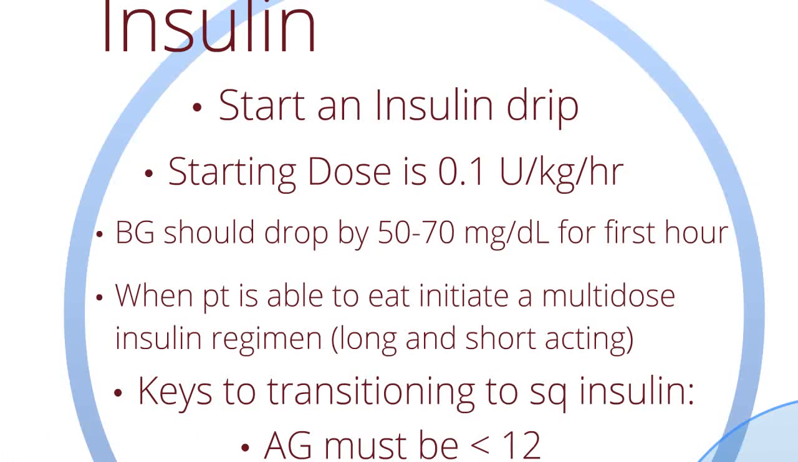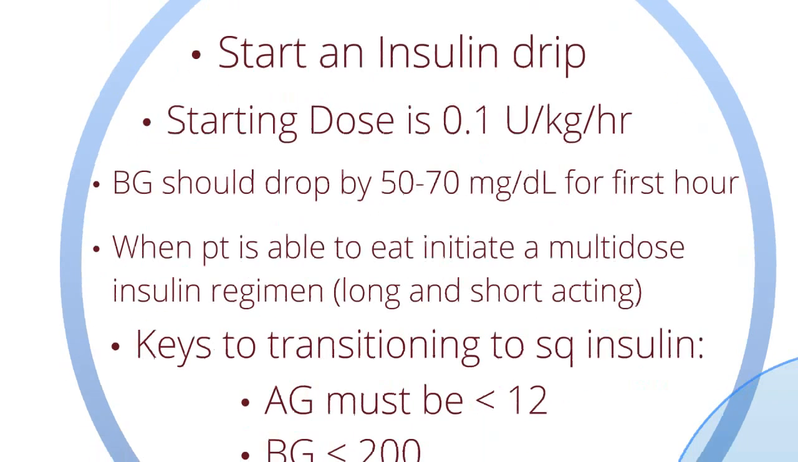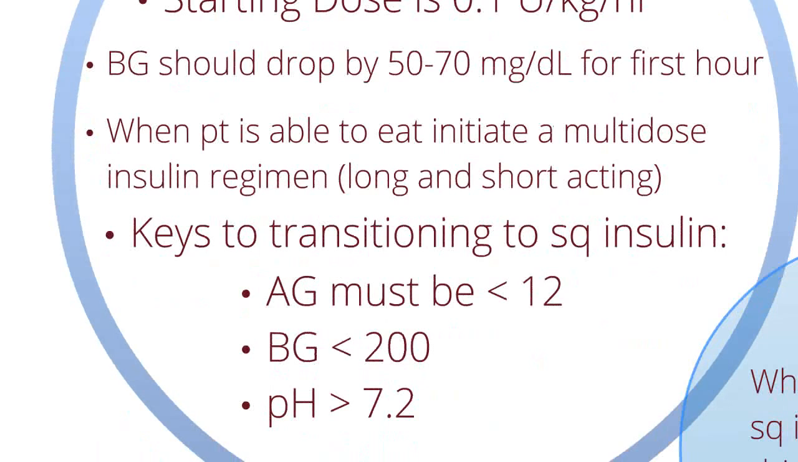When a patient is able to eat, that is when it is time to think about initiating a multi-dose insulin regimen, including both a long and short-acting insulin. Generally, we start off with a long-acting insulin to provide a basal insulin rate. There are certain keys to transitioning to sub-Q insulin. First, the patient's anion gap must have closed, or be less than 12. In addition, their blood glucoses should generally be well controlled at less than 200. And though we don't commonly check before transitioning to sub-Q insulin, their pH should be greater than 7.2 in patients with DKA.